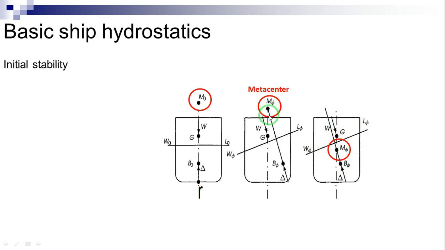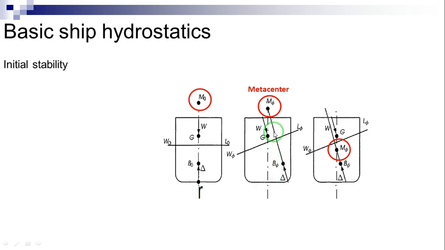For a ship, the dotted line is the trace of the port to starboard symmetry, that is the center line. More generally, for any floating body, the dotted line is the line of action of the buoyancy force before heeling. The new line of action of the buoyancy force passes through the new center of buoyancy and is perpendicular to WφLφ. The two lines intersect in the point Mφ. This point is called metacenter.